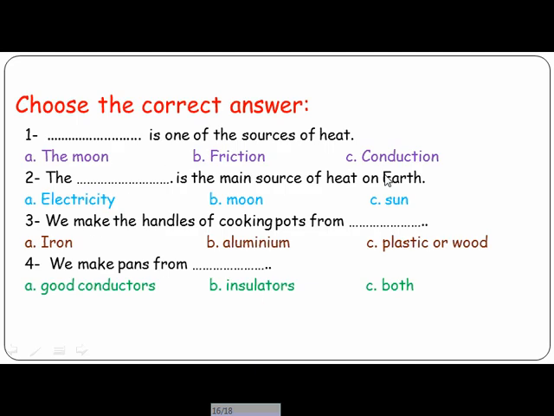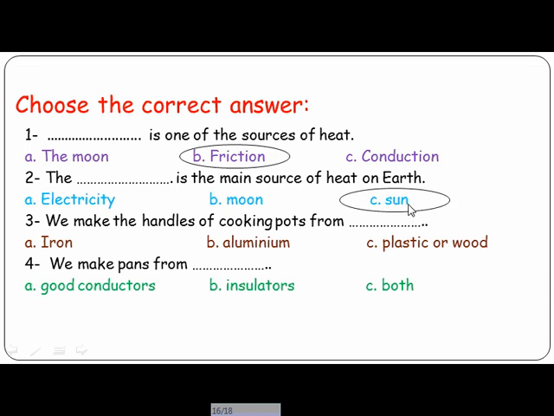Question time. Choose the correct answer. Number 1 is one of the sources of heat. Is it moon, friction, or conduction? Super, friction. Number 2, it's the main source of heat on Earth. What is the main source of heat on Earth? Electricity, moon, or sun? Excellent, sun.